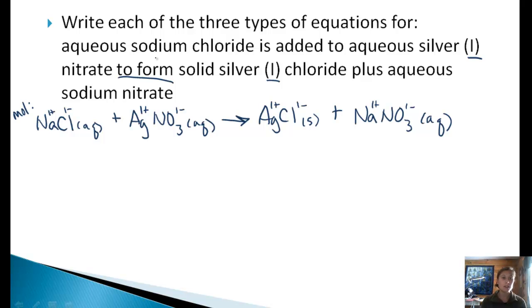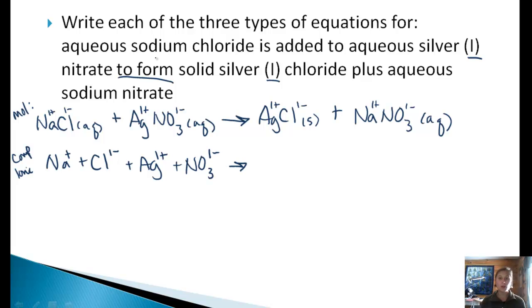So here's our molecular. Now we want to go to the complete ionic. So we're going to take everything that's aqueous and break it apart into its ions. Sodium chloride's aqueous, so I know I have 1 sodium ion and 1 chlorine ion. When you're writing ions, it's really important to put the charges. That distinguishes an ion from a neutral atom. Now we have silver nitrate. So we have a silver ion, and this is also aqueous, and the nitrate.